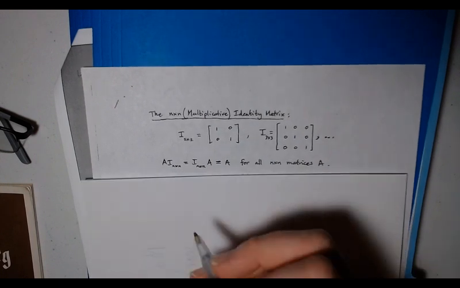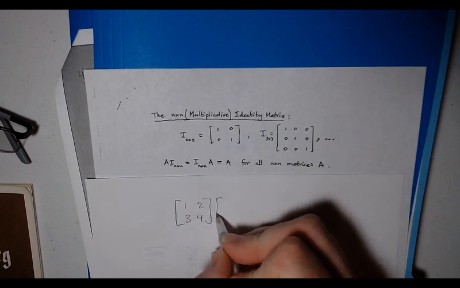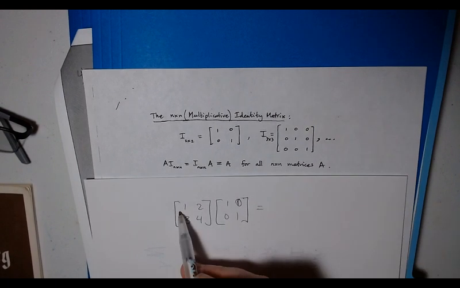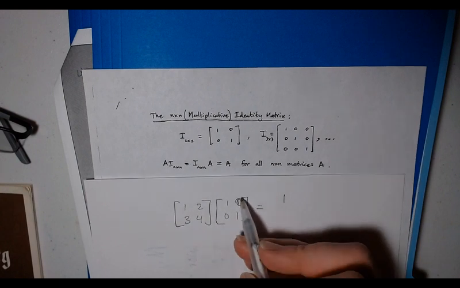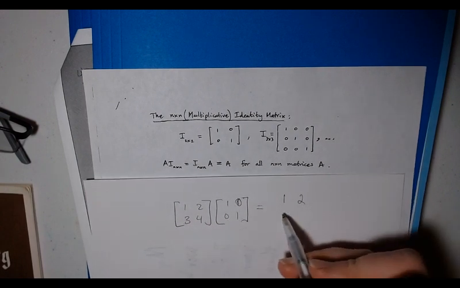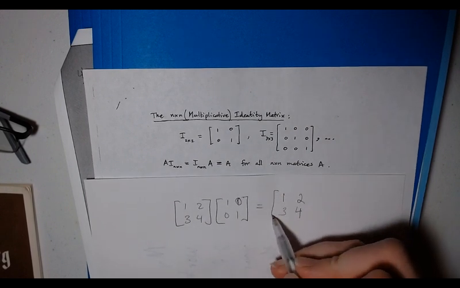So for instance here, let's just do 1, 2, 3, 4 times the 2 by 2 identity matrix. So first row times first column is 1. First row times second column is 2. Second row times first column is 3. And I think you can see why this works.